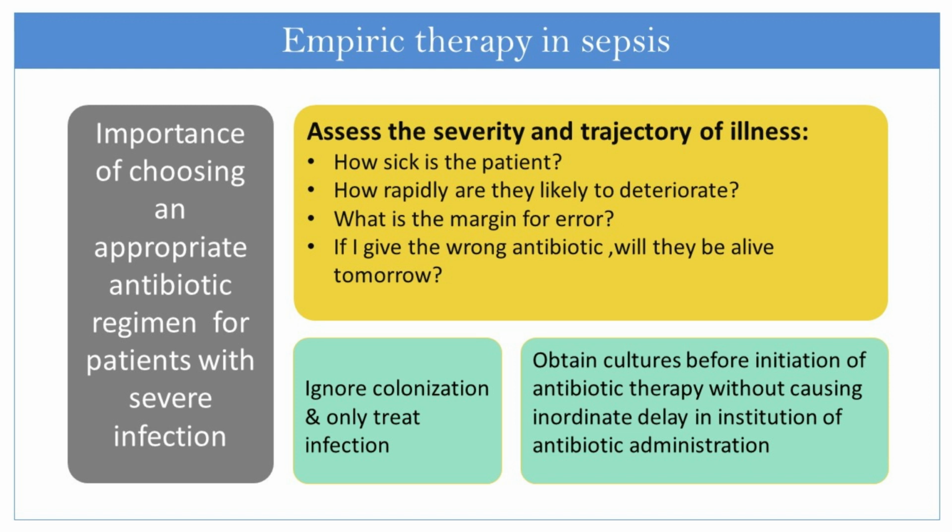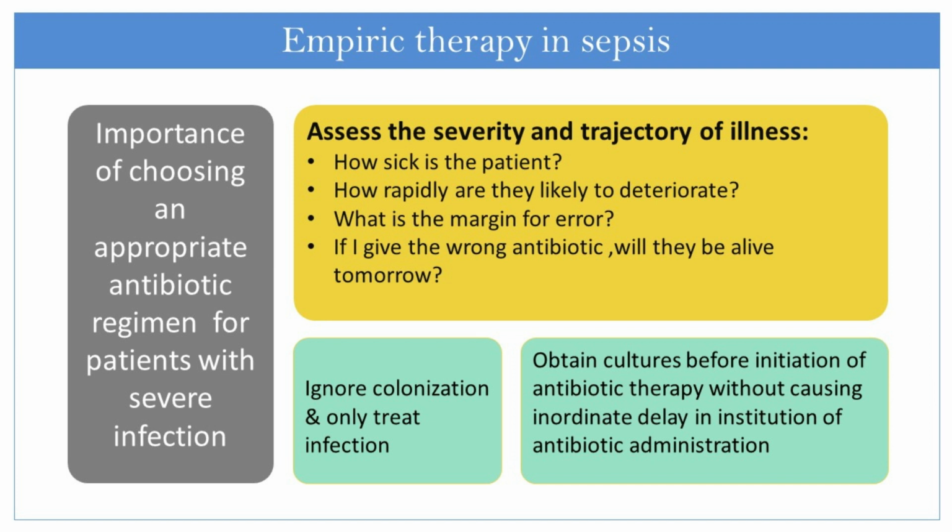And a very important thing, one should ignore colonization and only treat infection, because there are various bacteria which are present on our skin, and they are just colonizers and not true pathogens. We must be able to identify such colonizers and must not treat them, because otherwise we will end up using unnecessary antibiotics which will lead to resistance. One must obtain cultures before initiation of antibiotic therapy without causing inordinate delay in the administration of antibiotics.